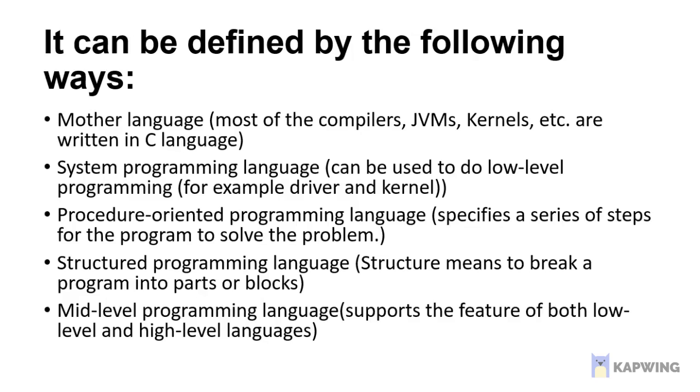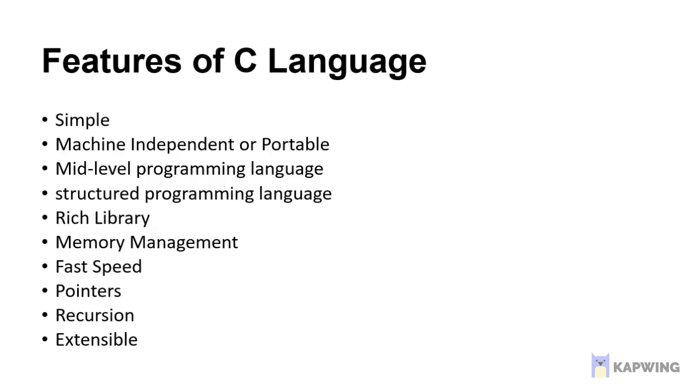The next one is mid-level programming language. We consider C as mid-level because it supports the features of both low-level and high-level languages. Low level means machine dependent, specific to one machine, fast to run, and not easy to understand. A high-level language is not specific to one machine, that is, it is machine independent. Next comes the features of the C language.